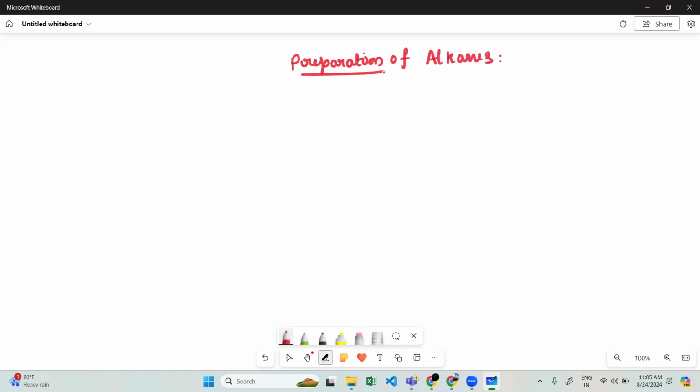Preparation of alkanes, we'll discuss. Coming to the class, what is an alkane? For example, if you see an alkane, it should obey some parameters. It should contain single bonds, and the hybridization for the alkane is sp3. Then the parameters: bond angle, bond length, bond order. These parameters are enough.